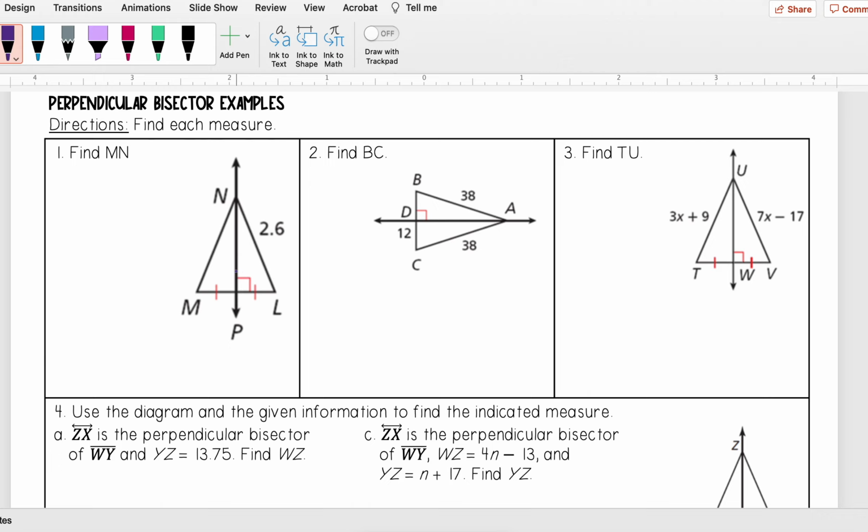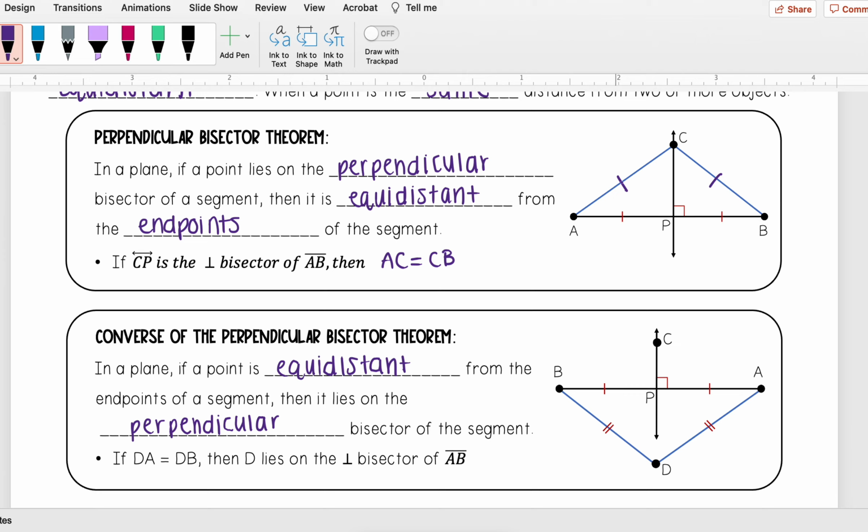Again, I know that because, one, it's intersecting at a right angle, so that means it's perpendicular. And two, I see that it's exactly in the middle, bisecting this segment ML, and I know that from these congruent markings. Since we have the perpendicular bisector, from our perpendicular bisector theorem, we know that the point that lies on that perpendicular bisector is equal distance from the endpoints.